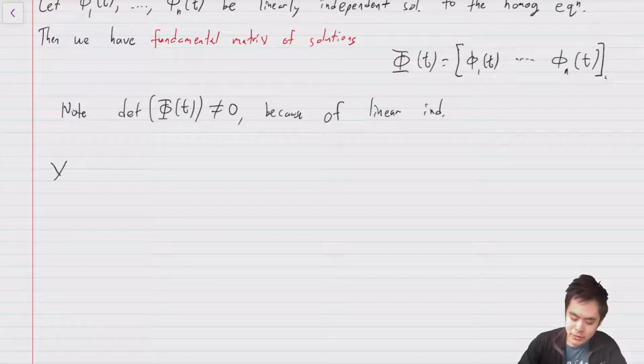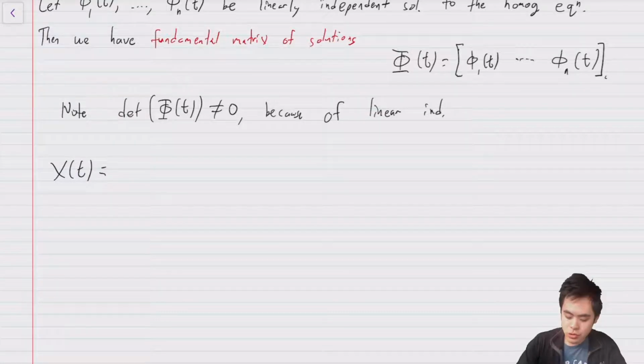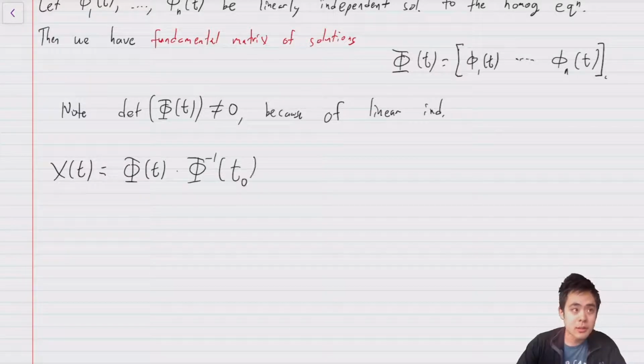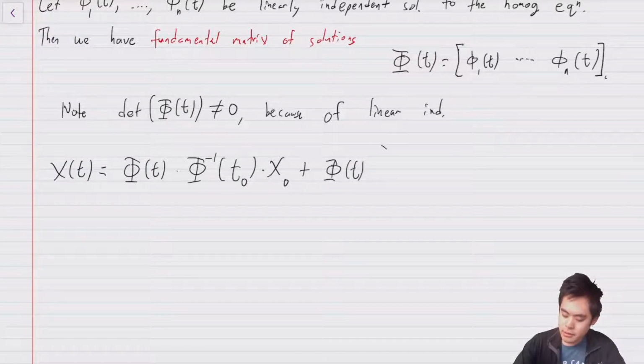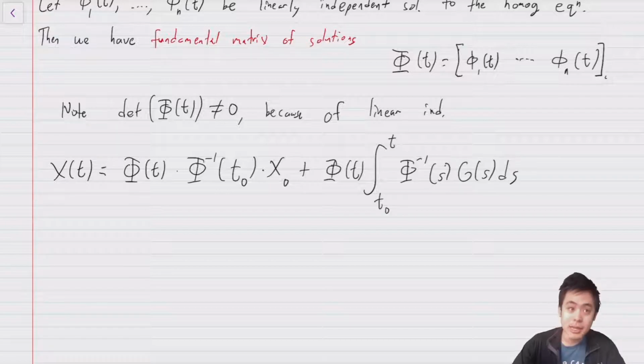So we know that x of t is equal to phi of t times phi inverse of t naught times x naught, plus phi of t times the integral from t naught to t of phi inverse of s g of s ds, where x of t naught is equal to x naught.